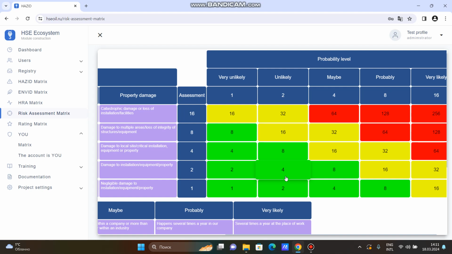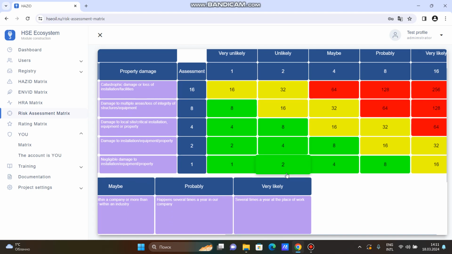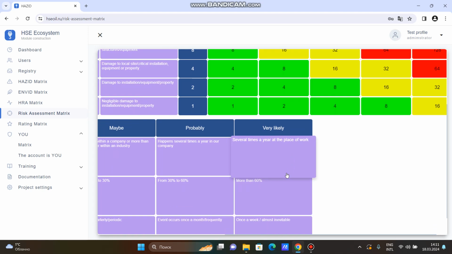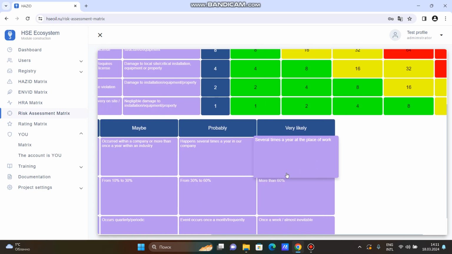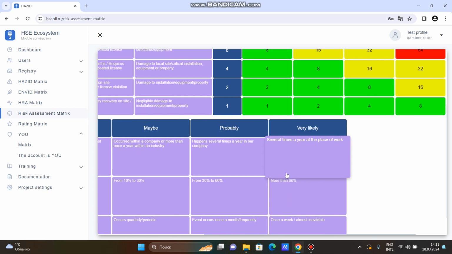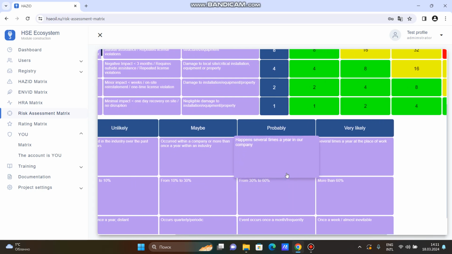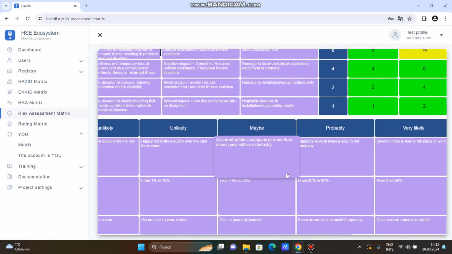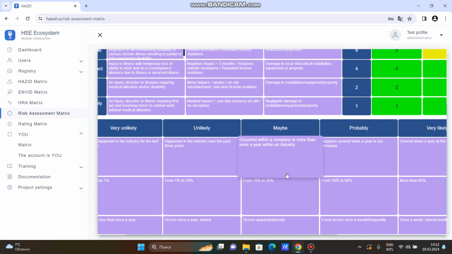What likelihood levels can we have? Here any customer can have their own formulations and settings. We have a classic matrix, but deviations can take place. We have likelihoods of 5 types: very unlikely, unlikely, maybe or possible, likely, or probably, and very likely.